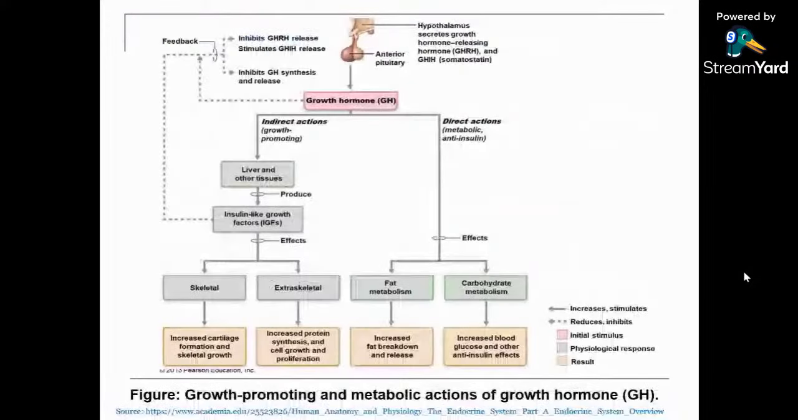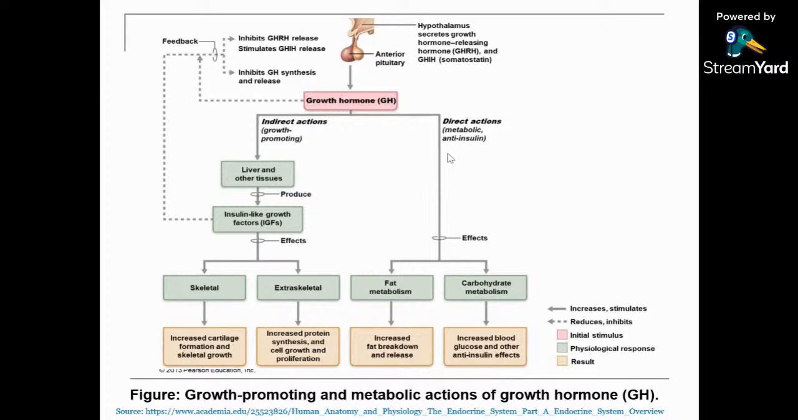The schematic presentation shows the actions of growth hormone. Growth hormone has indirect and direct actions. Indirect actions promote growth in the liver and tissues, which secrete insulin-like growth factors. These affect the skeleton, increasing cartilage formation and skeletal growth, and extraskeletal effects, increasing protein synthesis and cell growth and proliferation. Direct actions cause metabolic and anti-insulin effects: in fat metabolism, increased fat breakdown and release, and in carbohydrate metabolism, increased blood glucose and other anti-insulin effects.